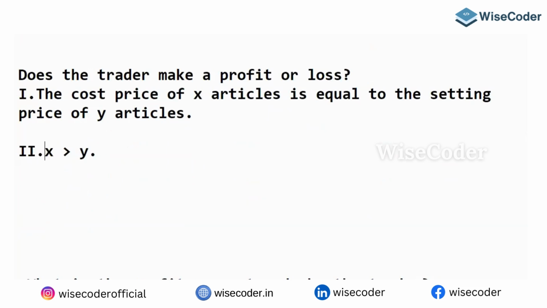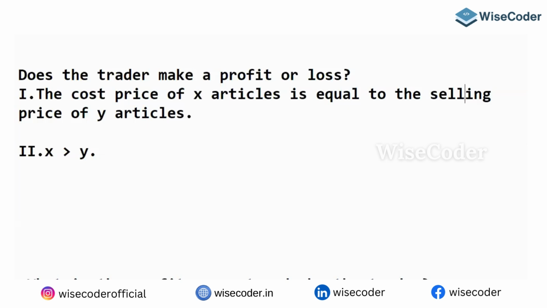The cost price of X articles is equal to the selling price, wait a minute, the selling price of Y articles. So the cost price of X articles is equal to the selling price of Y articles.